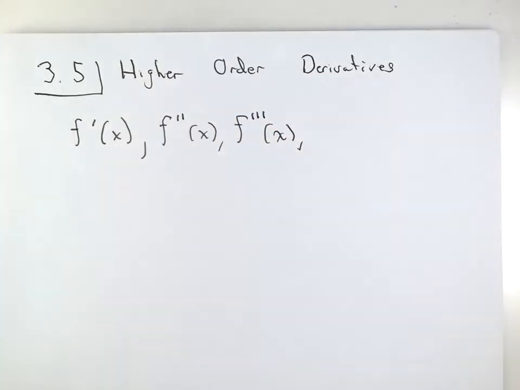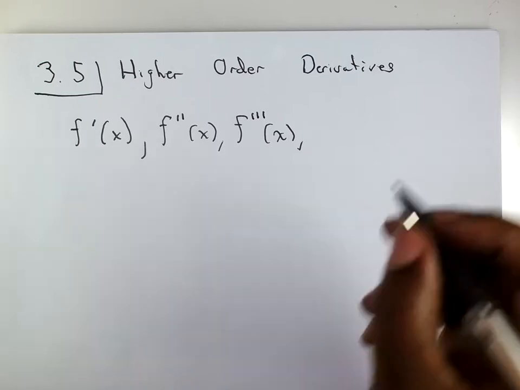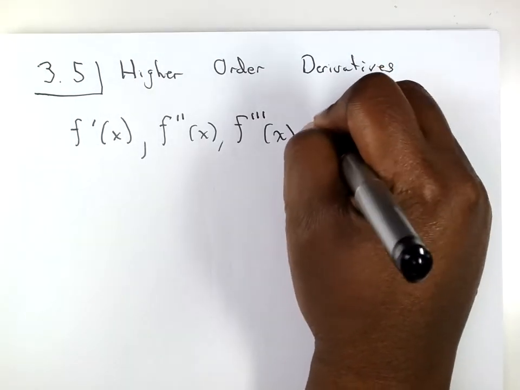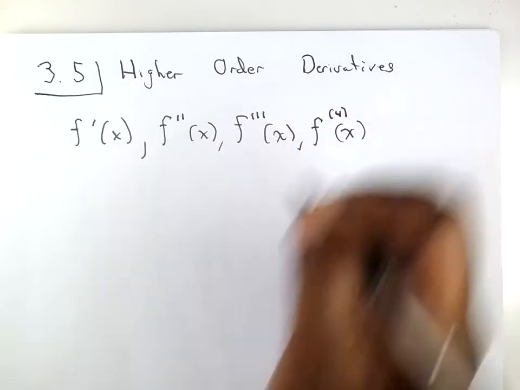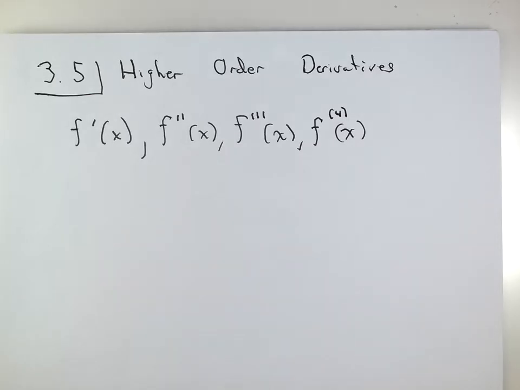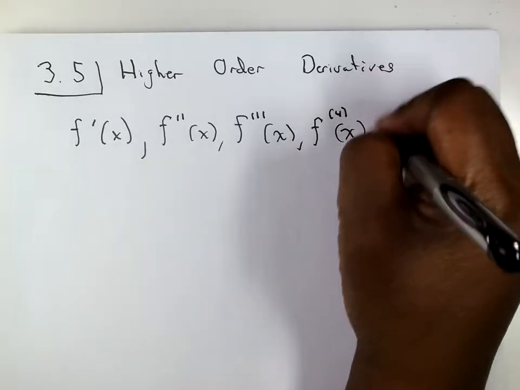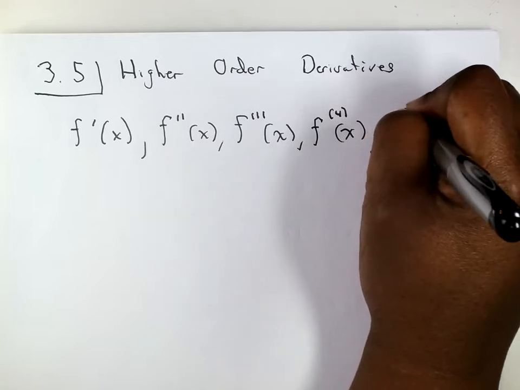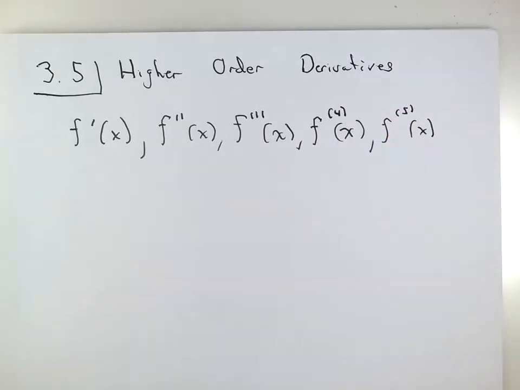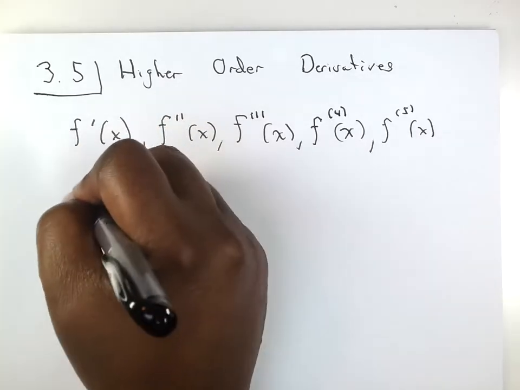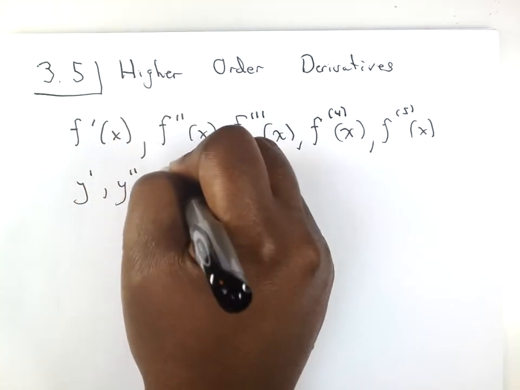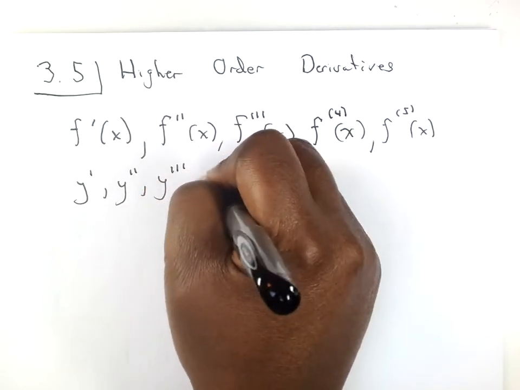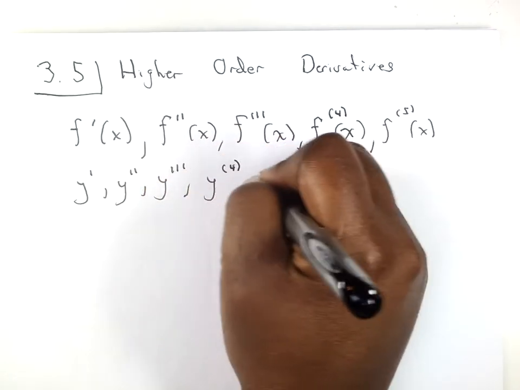After the third derivative, they stop using primes because it would be really hard to count how many hash marks. But you can't just use numbers because then it looks like an exponent. So to take care of that, they put it in parentheses. The fourth derivative is f(4) of x, and the fifth derivative would be f(5) in parentheses of x, and it goes on. We also have been using the y notation a lot. So first derivative y prime, y double prime, y triple prime, and then the same thing. After 3, we put those in parentheses.